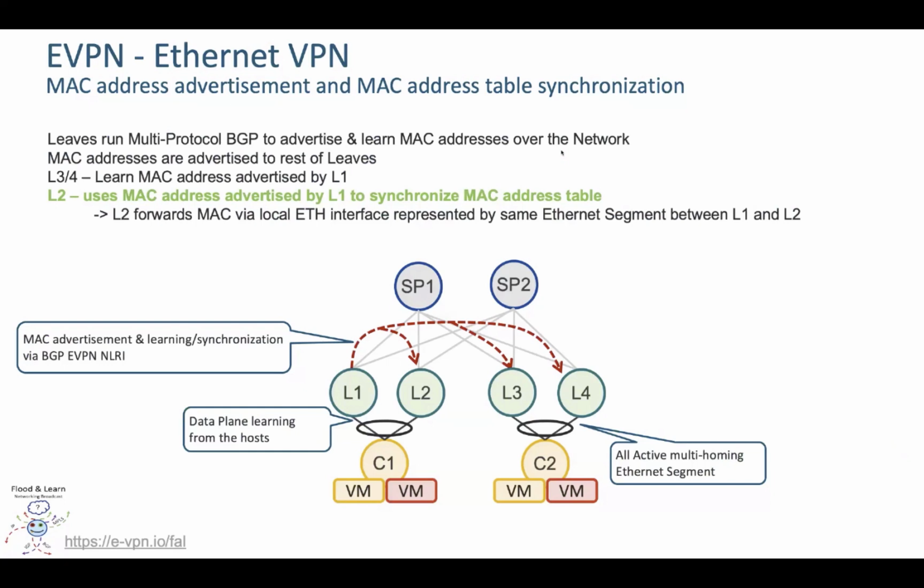But what is very important here is that L2 will take this MAC address and synchronize the MAC address table. It means that L2 will point this MAC address to the local Ethernet interface. This is very important. Otherwise, L2 would forward this MAC address back to L1, and then L1 would forward it to the compute. But because L2 knows that they are sharing the same Ethernet segment, and this MAC address came from this Ethernet segment, L2 can point directly to the local interface. So you are really getting all-active load balancing from both of the leaves here.